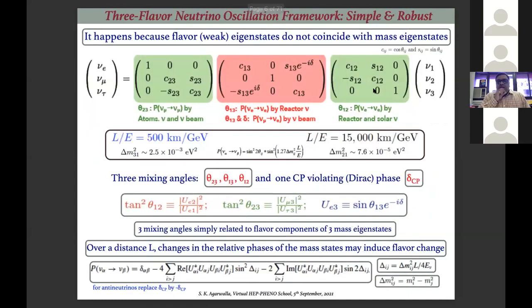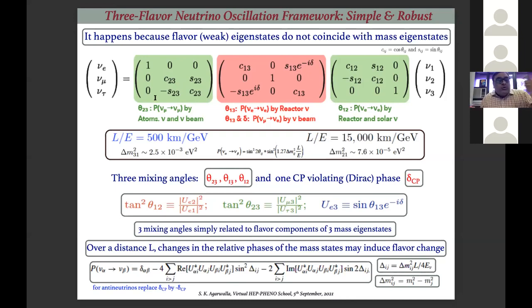Okay, so let me proceed. I will very briefly discuss the simple and robust three-flavor neutrino oscillation framework. I'm sure Professor Umashankar, from whom I have learned the basics of neutrino oscillation physics, has taught you about this, but I will just very briefly point towards some important points. In this slide, on the left, you have the flavor neutrinos, nu e, nu mu, and nu tau. And on the right, you have the mass eigenstates of neutrinos, nu 1, nu 2, nu 3. For neutrinos, their flavor eigenstates do not coincide with the mass eigenstates, but you can connect them using a nice 3 by 3 unitary matrix.